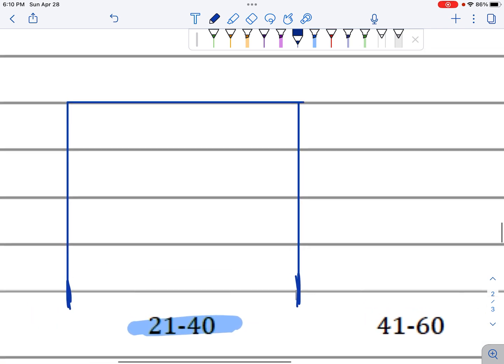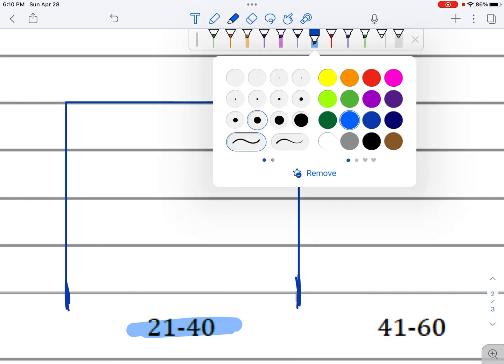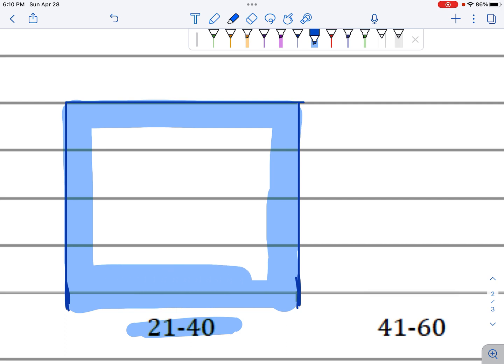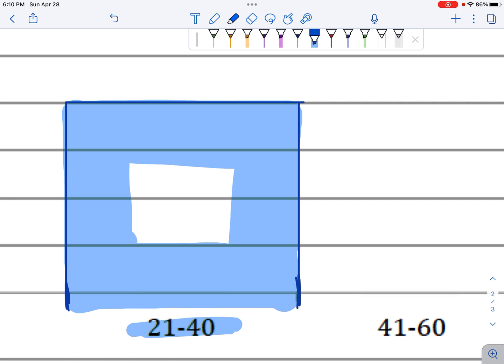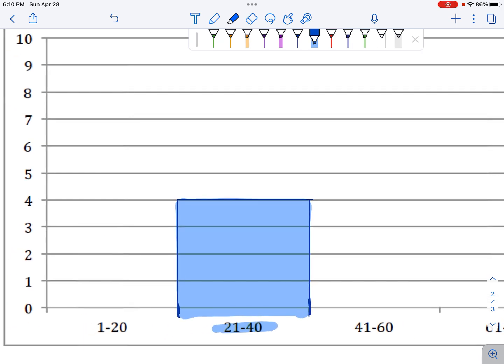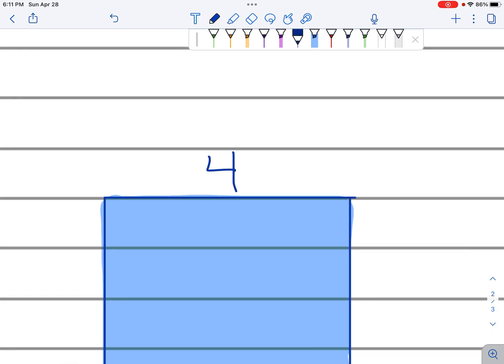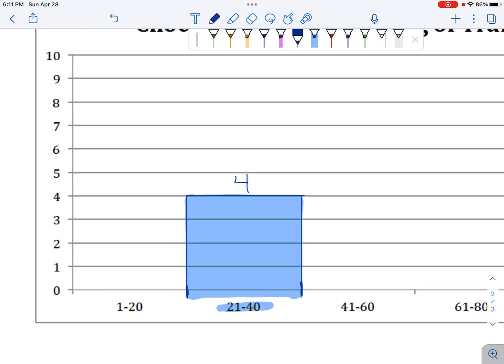Okay. And now we're going to color in the entire area between. So because it says 21 to 40, this entire area that I am coloring in represents 21, 22, 23, 24, 25, 26, 27, 28, 29, 30, 31, 32, 33, 34, 35, 36, 37, 38, 39, and 40. It's also really helpful to tell that value right above the bar. So there are 4.